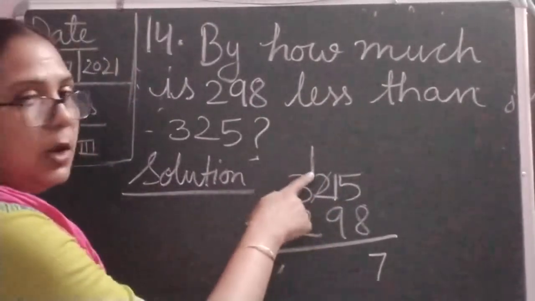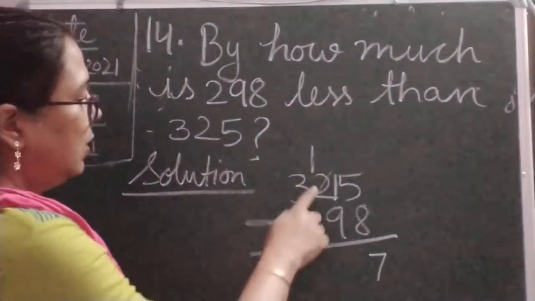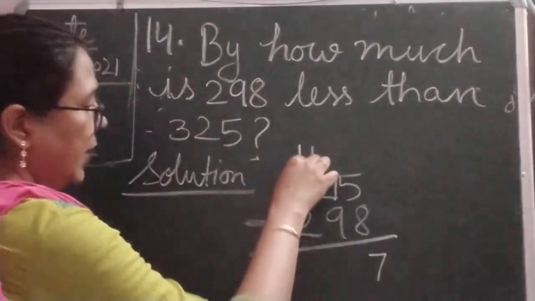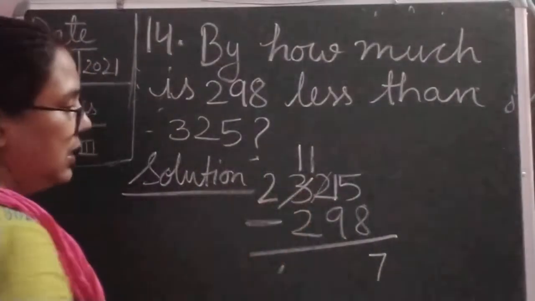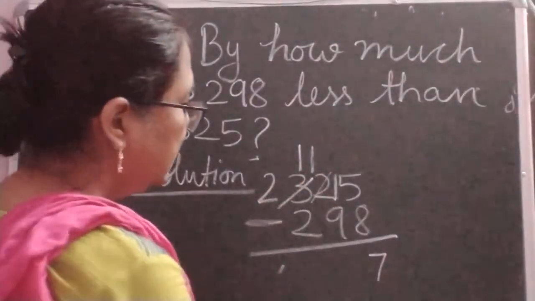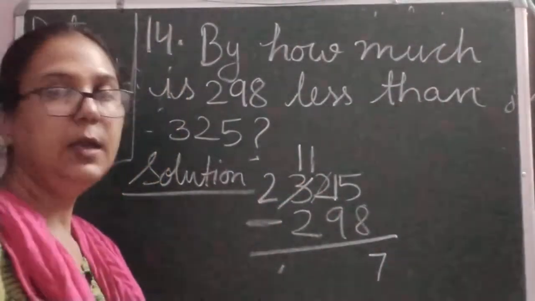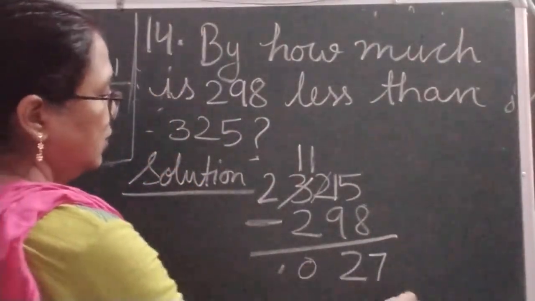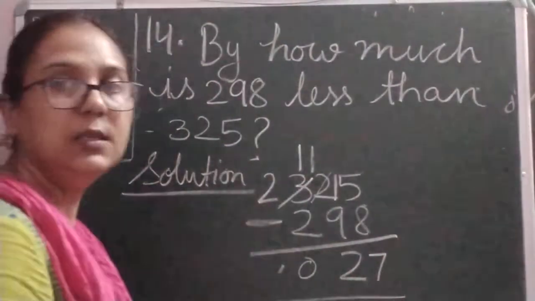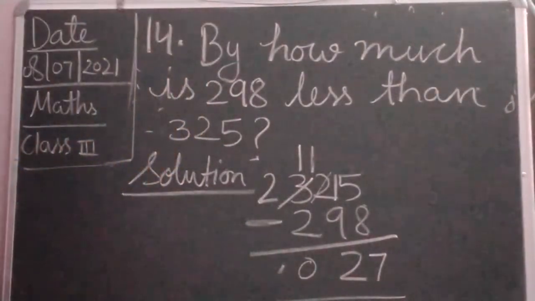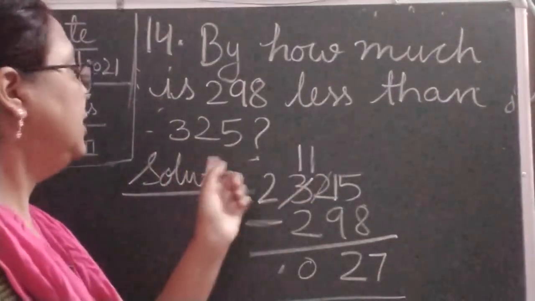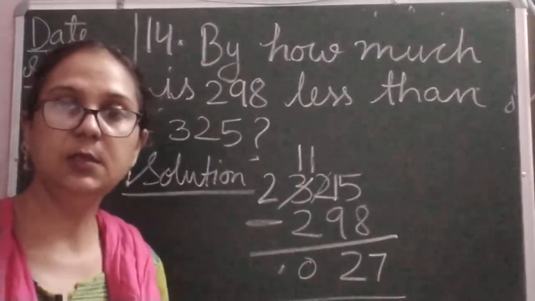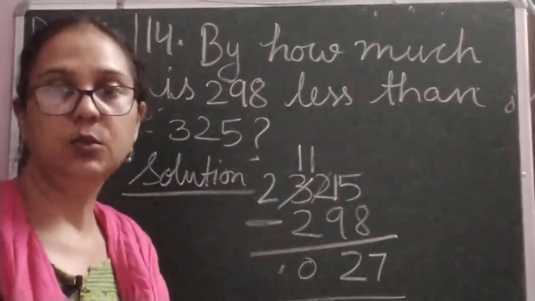Again 1 is a smaller number than 9. So what we will do, we will ask help from this 100. So 100 will give 1, and here only 2 is left. So 11 minus 9 is, we can do reverse counting, 10 and 11. So here 2 is left. Now here nothing. So only 27 is left. So by how much is 298 less than 325? Here you can see 27 is the difference. Okay, so completed, children.